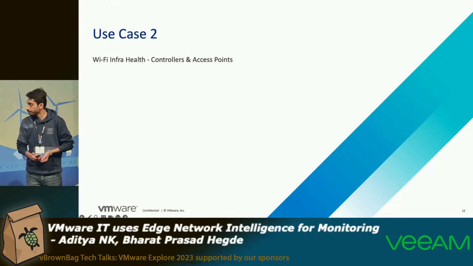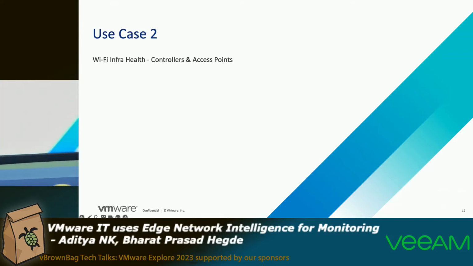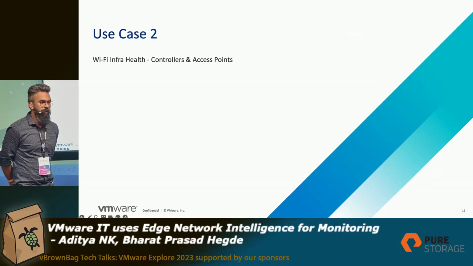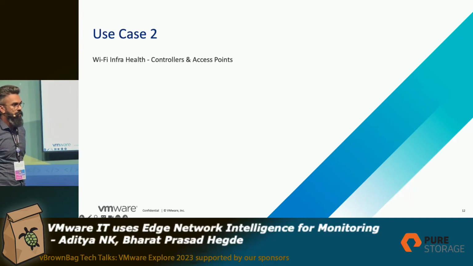In this use case, we look at how VMware IT adopted this tool for enterprise Wi-Fi monitoring. VMware ENI supports SNMP v2 and v3, and it also supports the AMON protocol, which is Aruba's proprietary protocol.